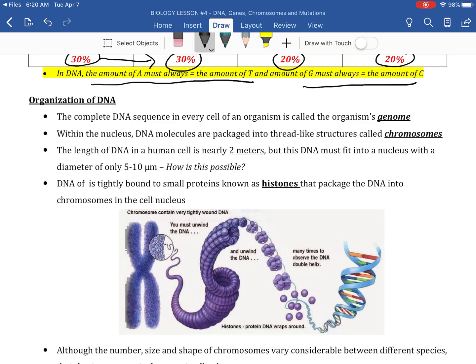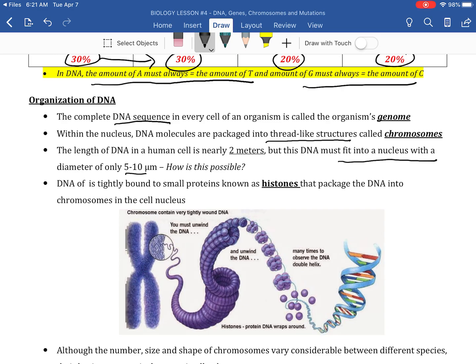Okay, guys, now we're going to talk about the organization of DNA. The complete DNA sequence in every cell of an organism is called the organism's genome. Within the nucleus, DNA molecules are packed into thread-like structures called chromosomes. The length of DNA in a human cell is nearly 2 meters, but it must fit inside a very tiny space within the nucleus. It's only about 5 to 10 micrometers.